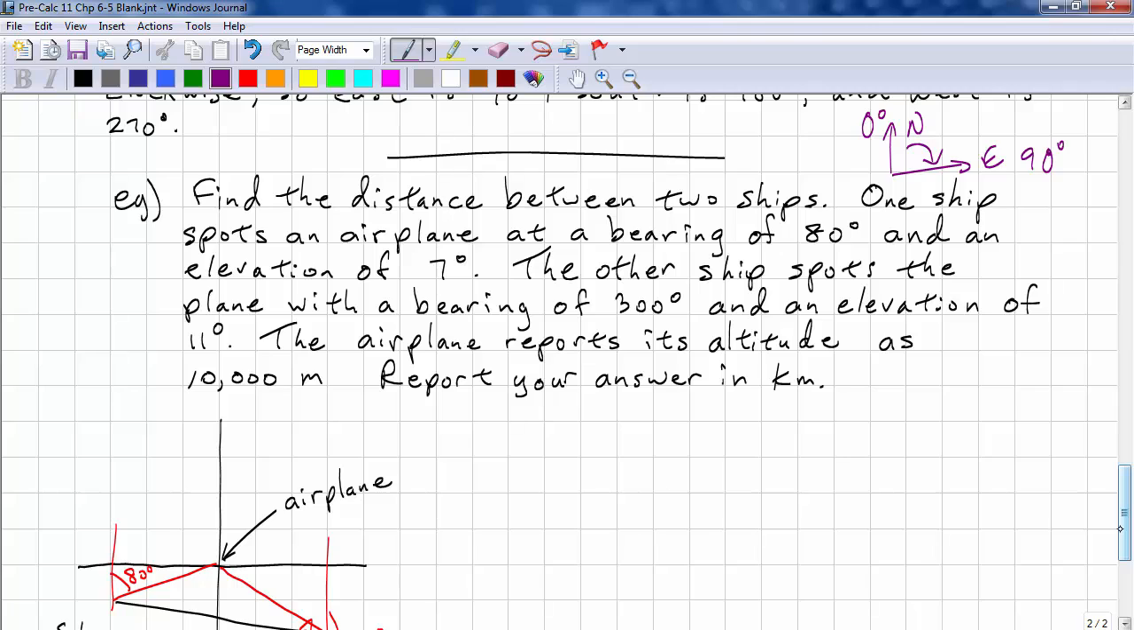So here's an application. Find the distance between two ships. One ship spots an airplane at a bearing of 80 degrees and an elevation of 7 degrees. The other ship spots the plane with a bearing of 300 degrees and an elevation of 11 degrees. The airplane reports its altitude as 10,000 meters, and report your answer in kilometers.